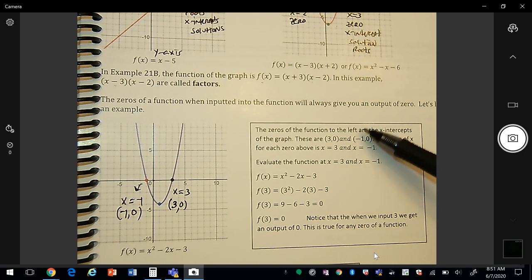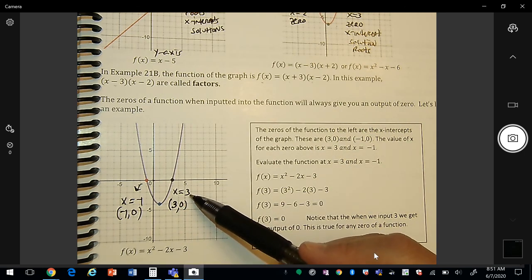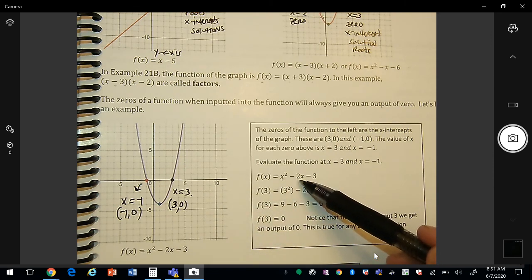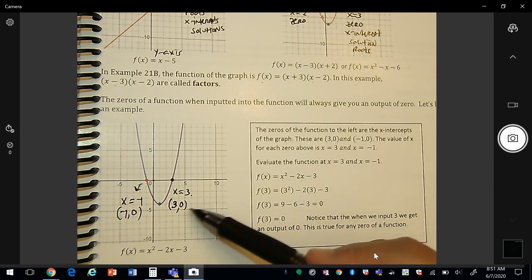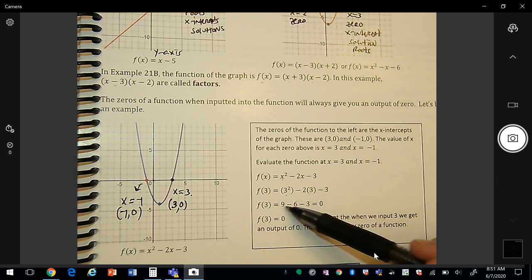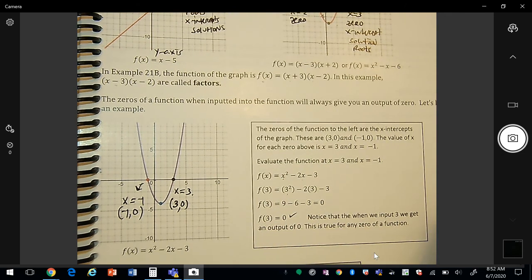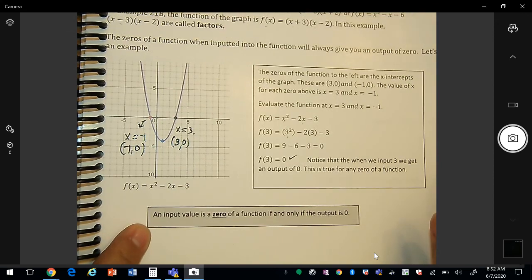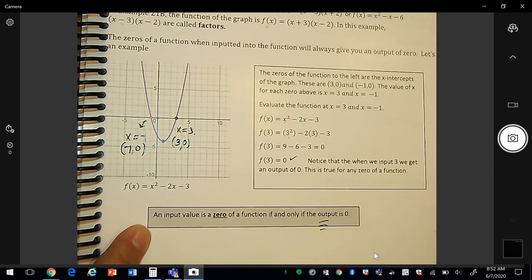So the statement above says that if we enter this 3, 0 into the equation for every x, then we're going to end up with 0. Okay. So 3 squared minus 2 times 3 minus 3, 9 minus 6 minus 3. And as you can see, it comes out to 0. So an input value is a 0 of a function if and only if the output gives you a 0.